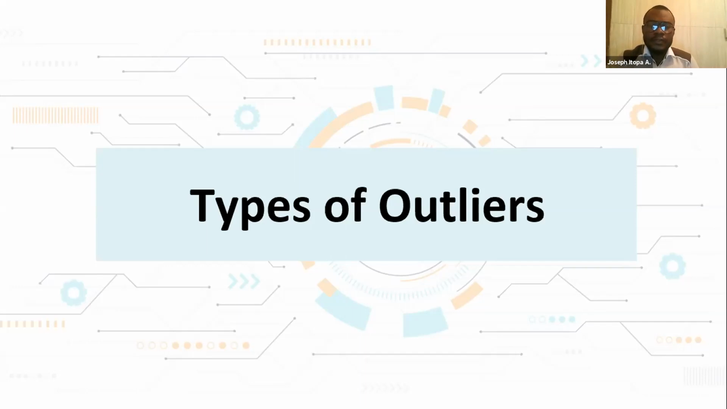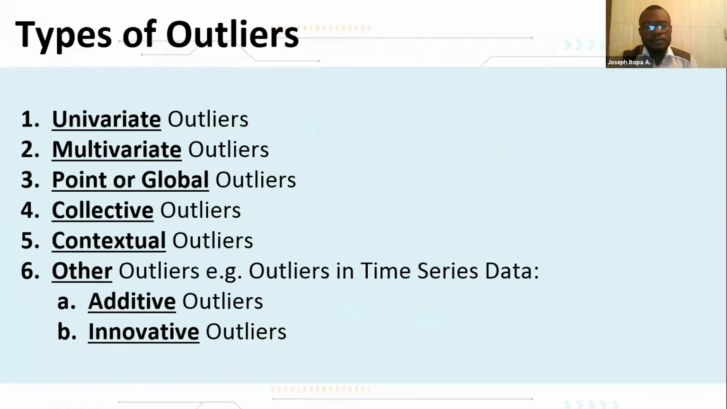Then we are going to look at basically six types of outlier. We have the univariate outlier, the multivariate outliers, the point or global outliers, the collective outliers, contextual outliers, and of course other outliers which we will not go into in detail, which are the additive outlier and innovative outlier. Mostly they have their area of interest, let me put it that way. Innovative and additive outliers always occur in time series data sets. So we'll take a look at that.